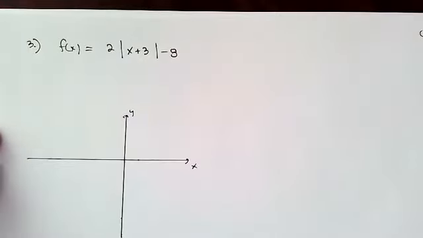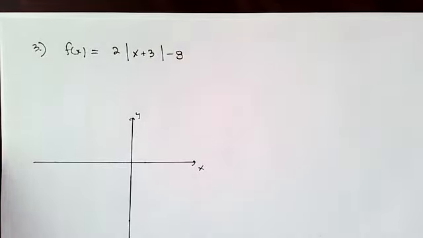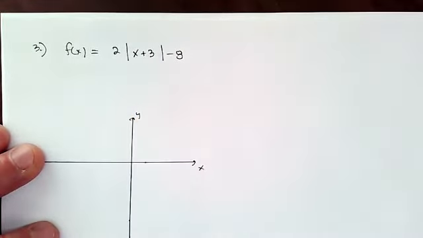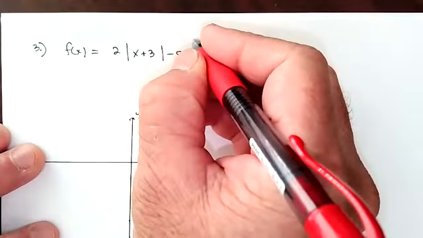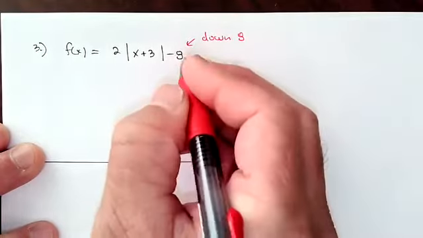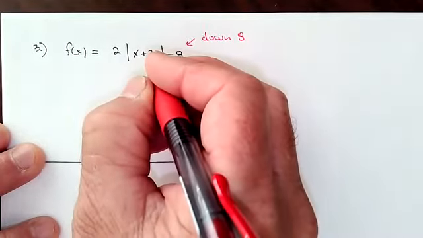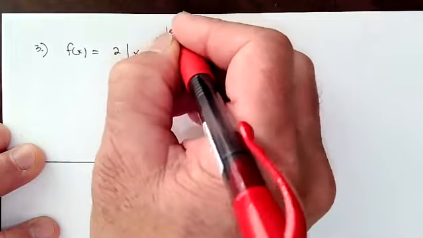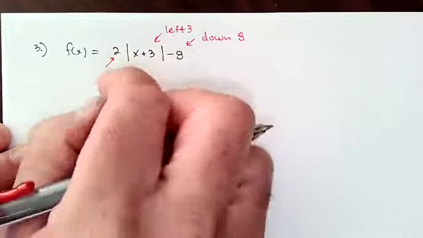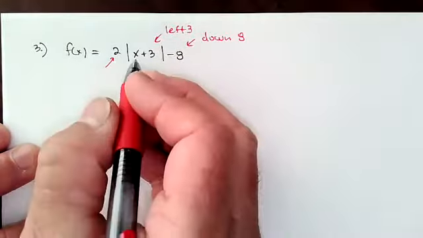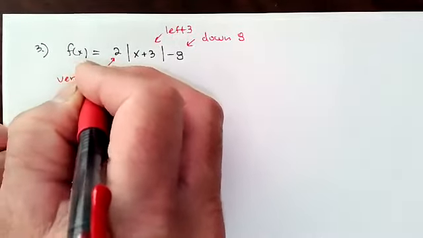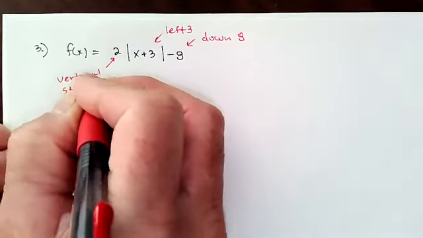Okay, got 2 more here. Let's do one with an absolute value: 2 times the absolute value of x plus 3, minus 8. Let's identify the transformations. The minus 8 at the end is going to move my graph down 8. That's affecting my y values. The plus 3 is going to move my graph left 3. And this 2 outside my function is also a vertical stretch by a factor of 2.